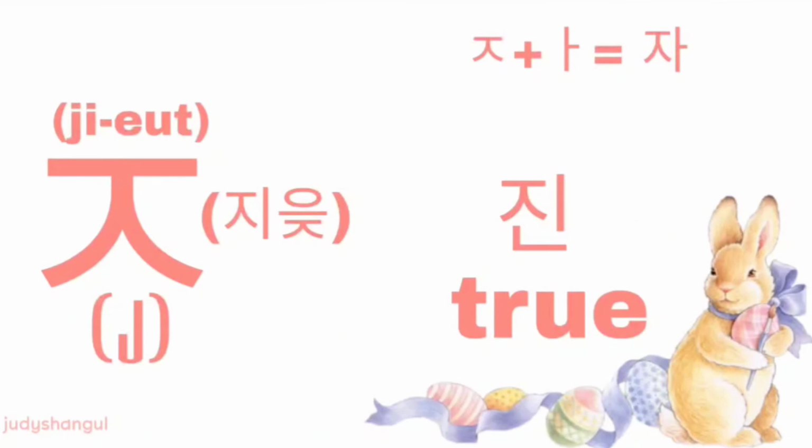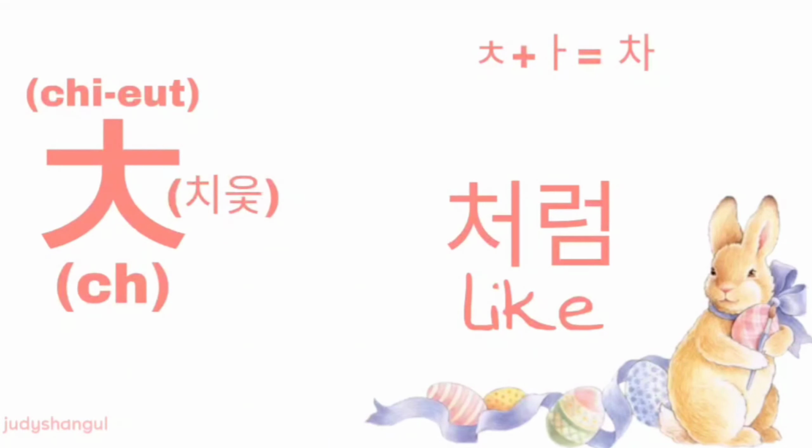지읒 sounds like J in English. 지읒 plus 아, 자. 진, true. 치읓 sounds like CH. 치읓 plus 아, 차. 처럼, like.